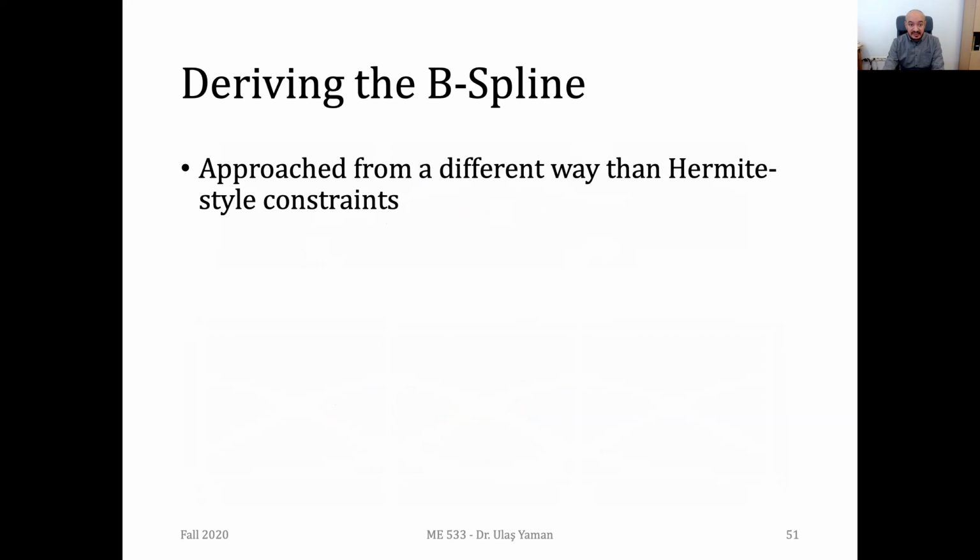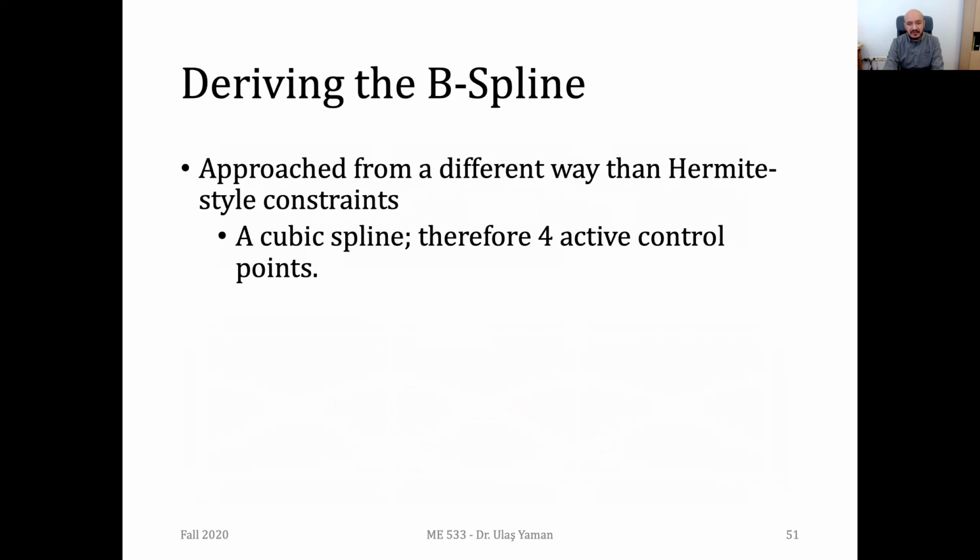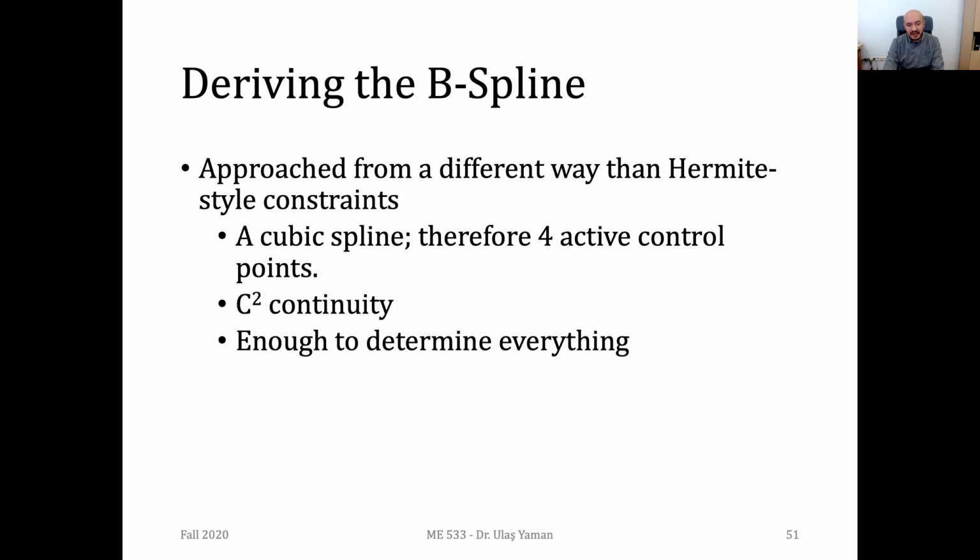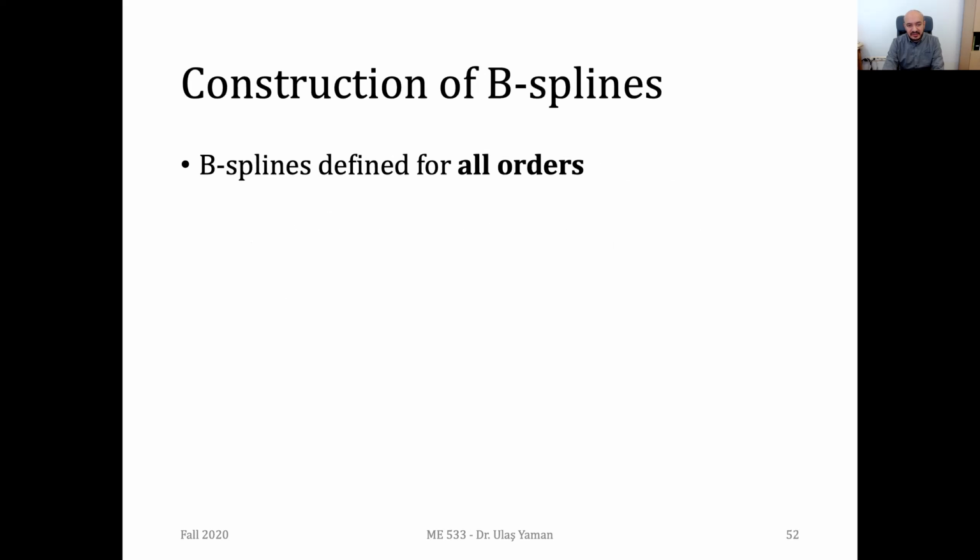How we derive these splines is quite different from the other Hermite or Bezier curves. We need to have 4 active control points, and this time we will have C2 continuity. And once you have this information, then you can easily derive the coefficients and other things related to your splines. And we can do it for all orders, not just for cubic, but quadratic or 4th order.